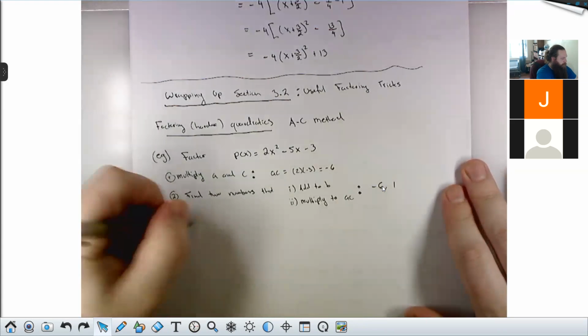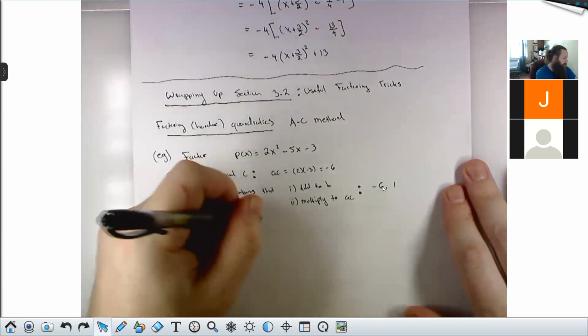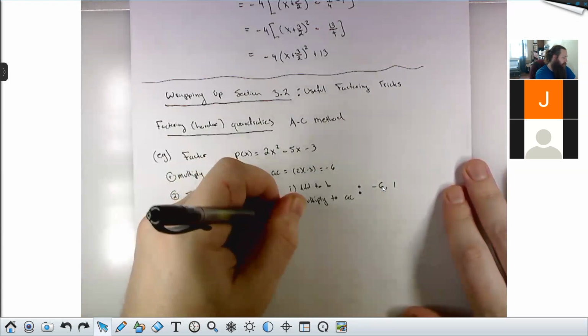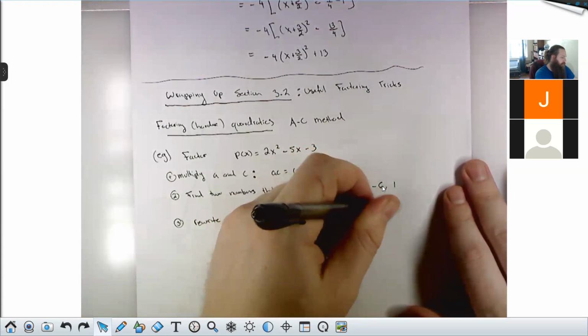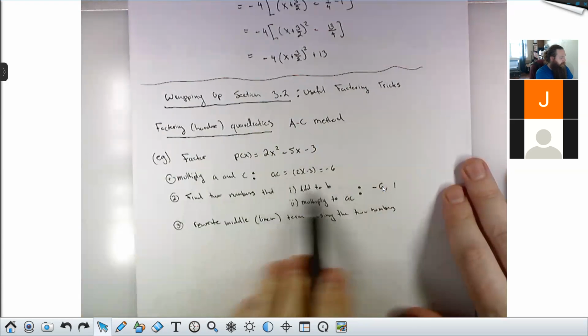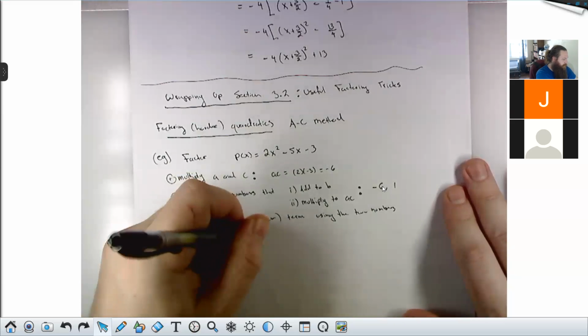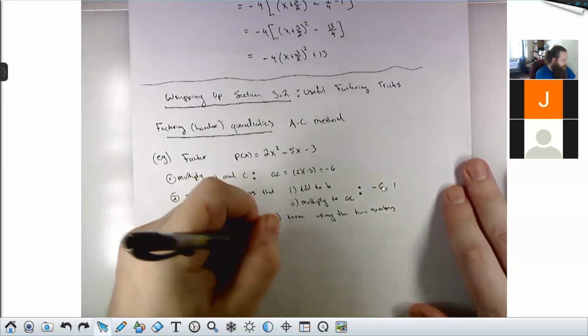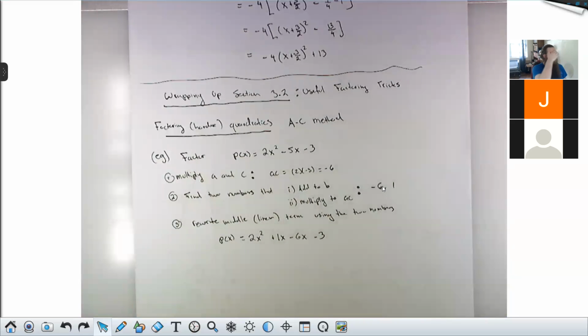Then, and this is the cool step, you rewrite the middle term, which remember we call the linear term, using those two numbers. What do I mean by that? Well, remember these things add up to b. So I can write for p of x, 2x squared plus 1x minus 6x minus 3. So this middle term, negative 5x, I'm writing as plus 1x minus 6x. That's the purpose of finding these.